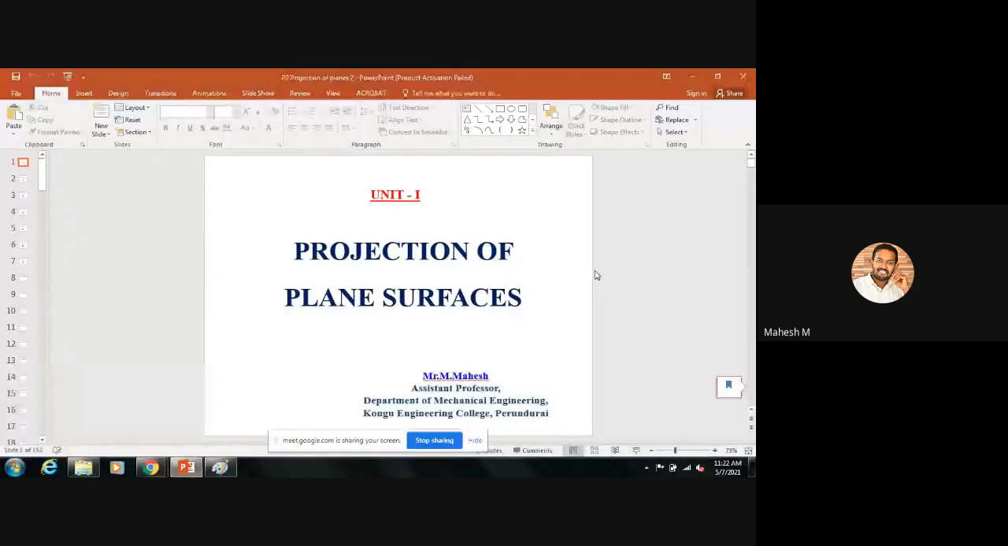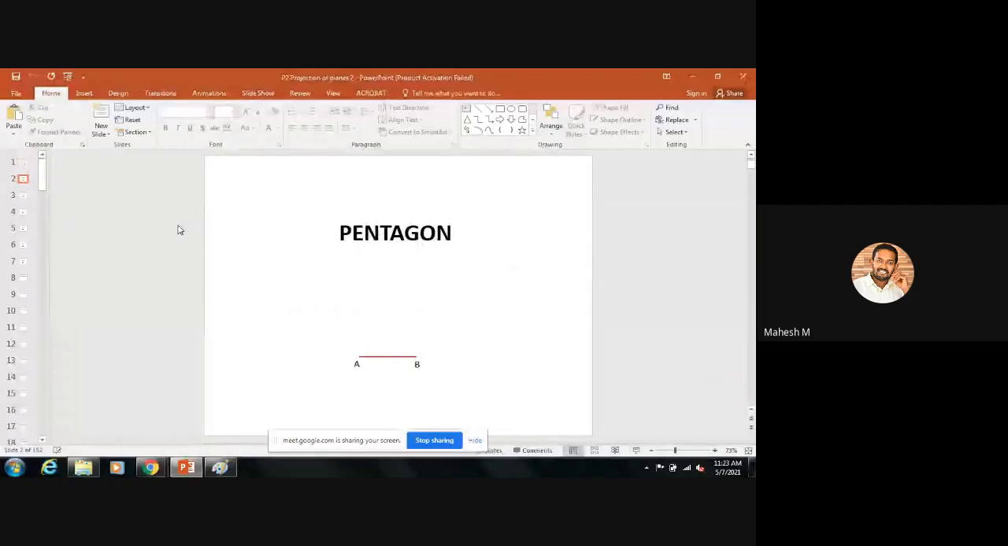In some problems, they will directly give both inclined angles. In some problems they will not give both inclined angles, so you will get either any one angle. Before going to start, this PPT contains how to draw a pentagon and hexagon. That is what I have used for our previous classes.